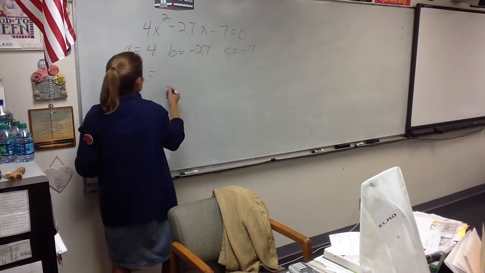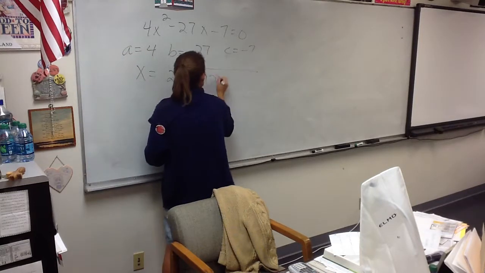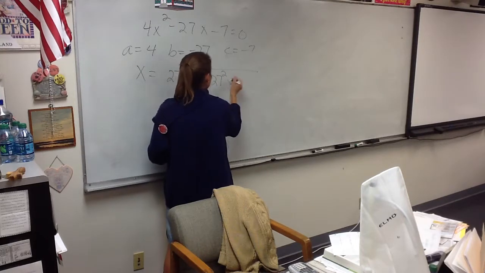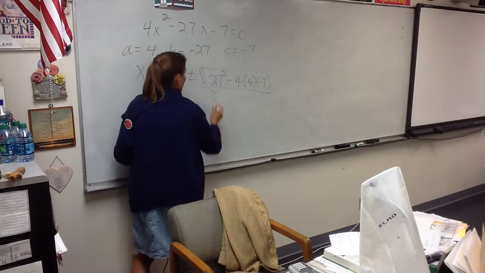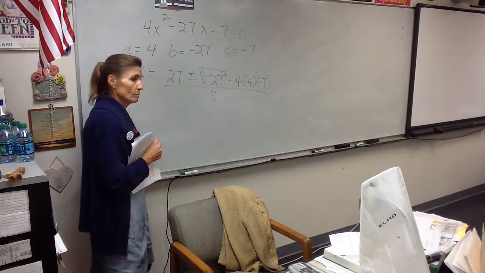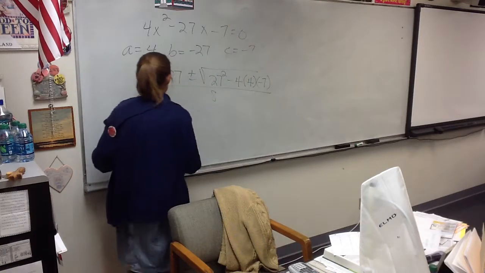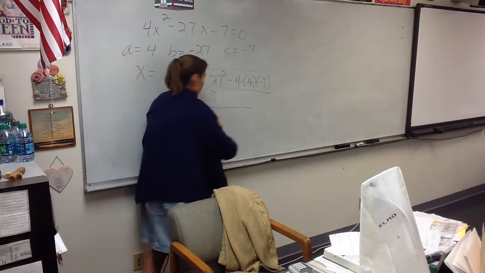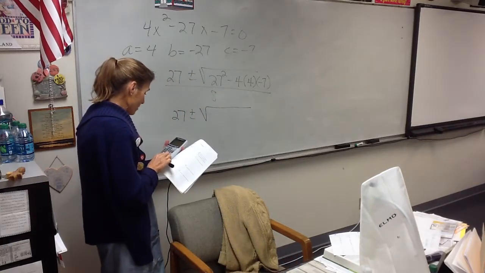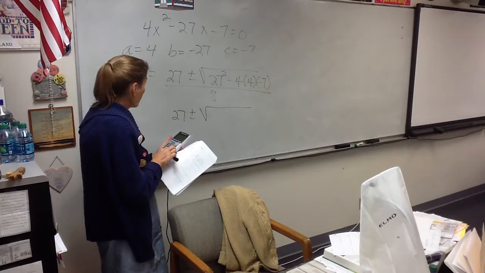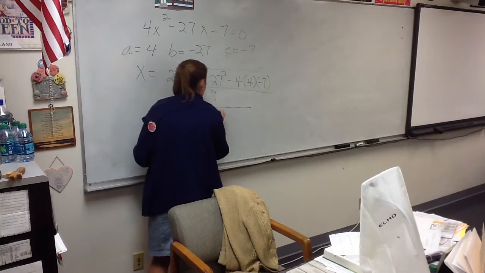All right, so here I go. x equals negative b, which would be positive 27, plus or minus the square root of 27 squared, oops, minus 4 times a times c, all over 2a. Okay? So here I go. I'm going to let my calculator help me. 27 plus or minus the square root of 27 squared plus 4 times 4 times 7. I get a total under there of 841.